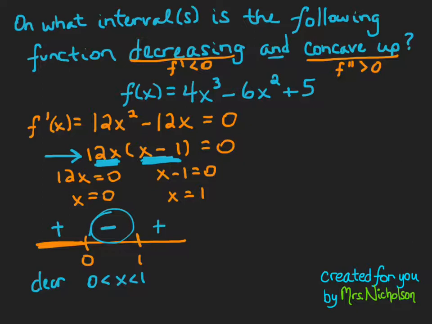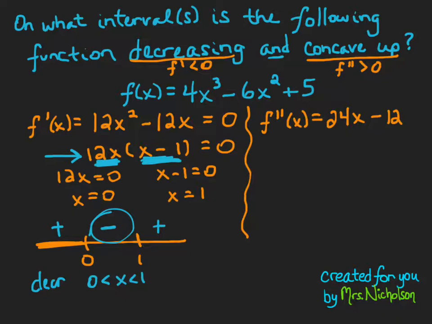Now we need to answer the other question about where this function is concave up. Concave up, remember, is a question that can be answered with the second derivative. But in order to answer that question, I need to find the second derivative. The way that I'm going to do that is just by taking a derivative of the first derivative. My first derivative was 12x squared minus 12x. The derivative of that function would be 24x minus 12. So that would be my second derivative, because now I've taken two derivatives from my original function.